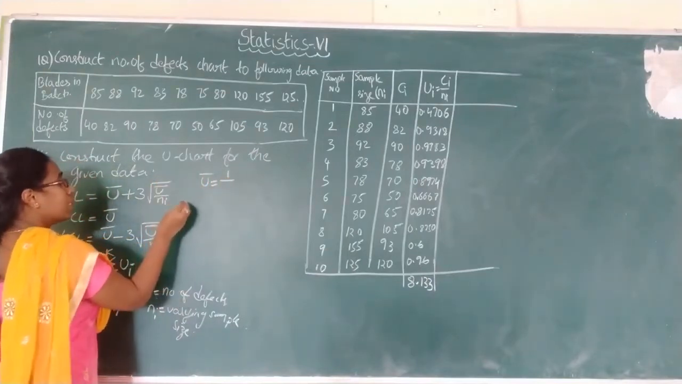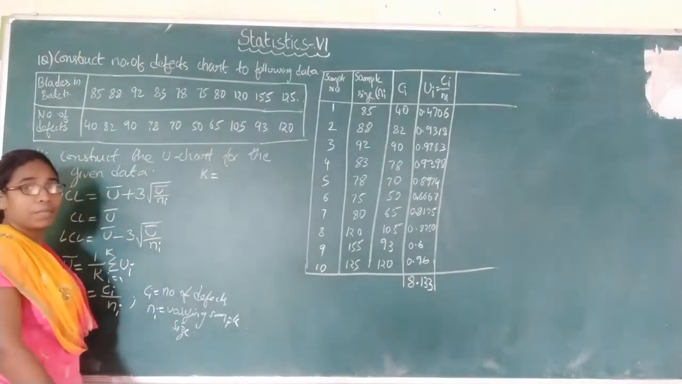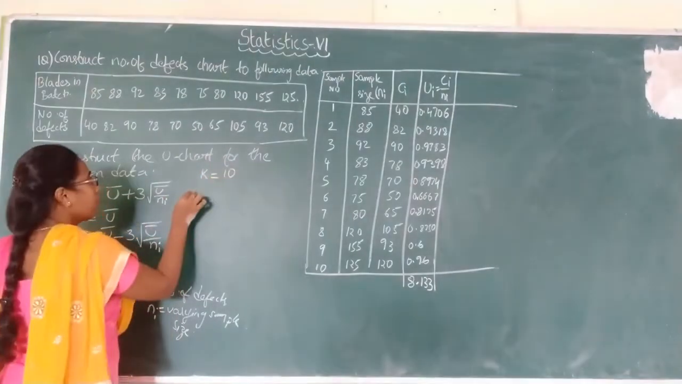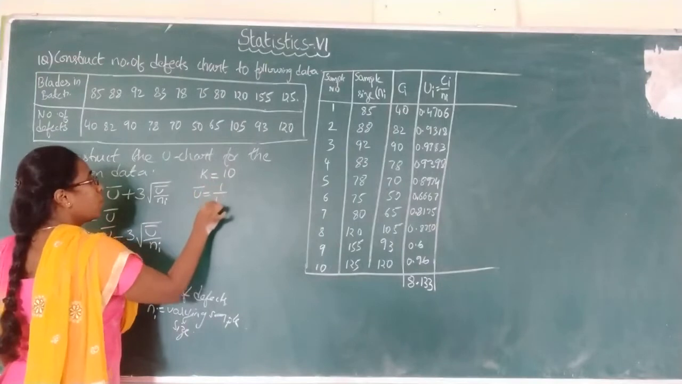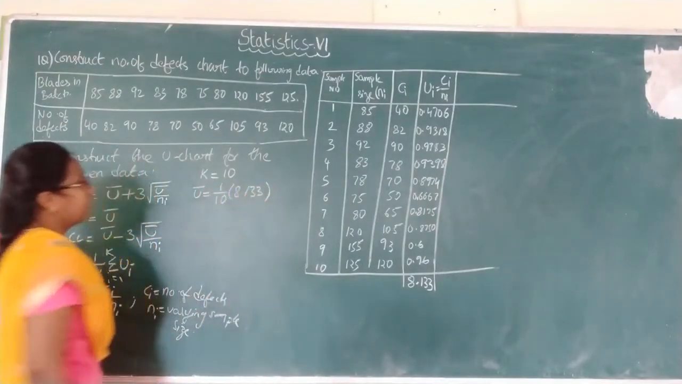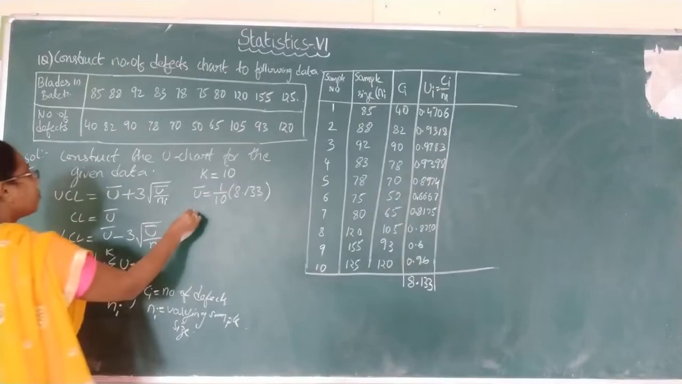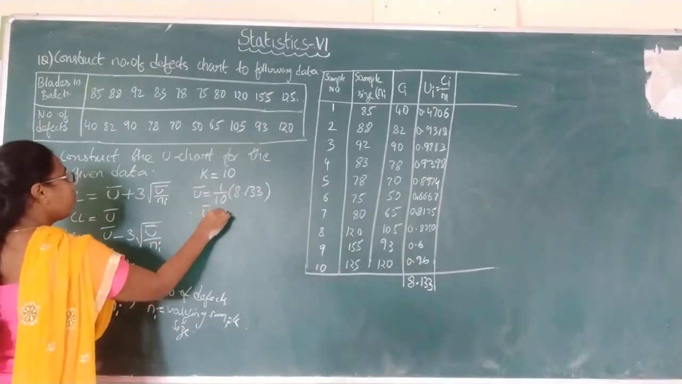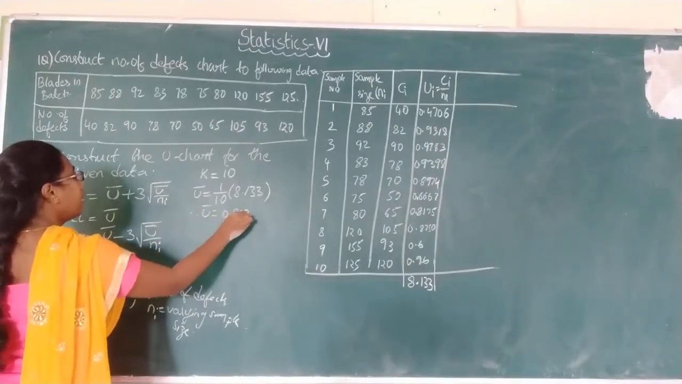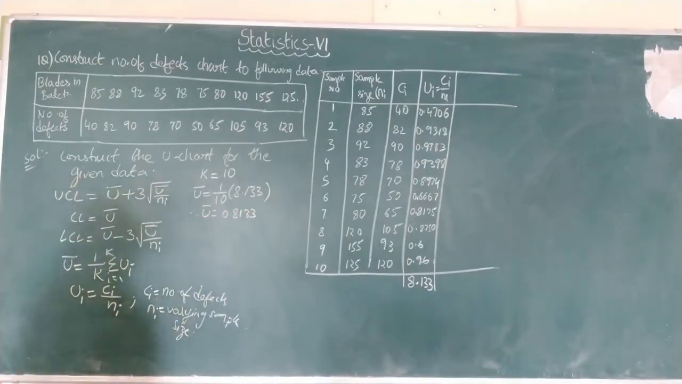What is the K value? K equals the number of samples, that is 10 samples are given. So U bar equals 1 by 10 into 8.133. You will get the U bar value as 0.8133. Therefore U bar equals 0.8133. After getting the U bar value, next what do we have to do?